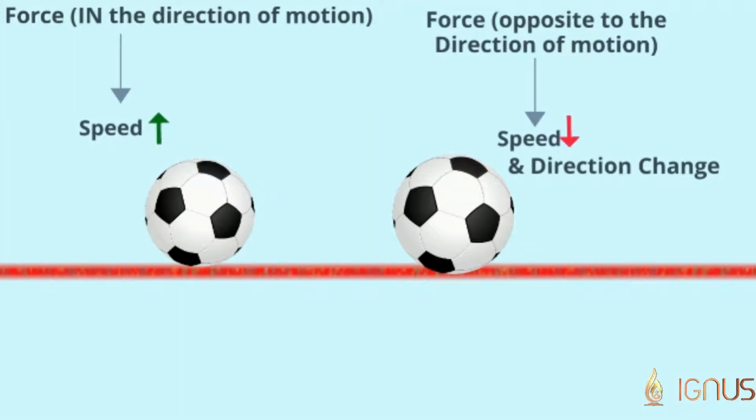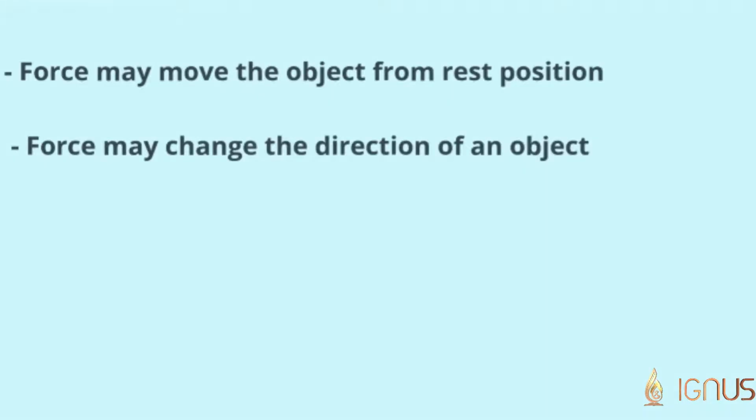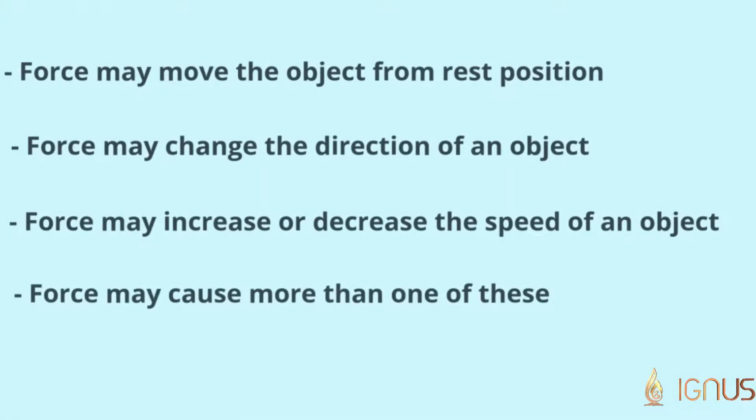We can conclude two things from this. First, force may decrease the speed of an object, and second, force may also change the direction of motion of the object. In fact, it not only decreased its speed but also changed direction. Here are the things that can happen when we apply force on objects. Force may move an object from its rest position. Force may change the direction of an object. Force may increase or decrease the speed of an object. And force may cause more than one of these.